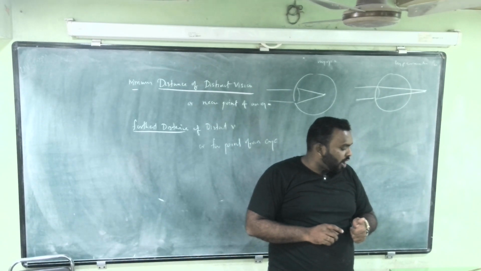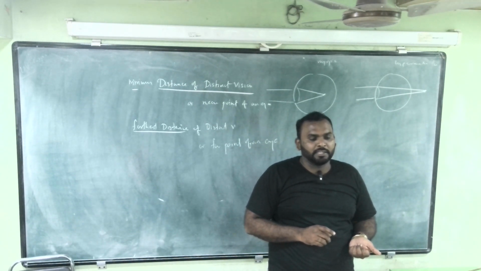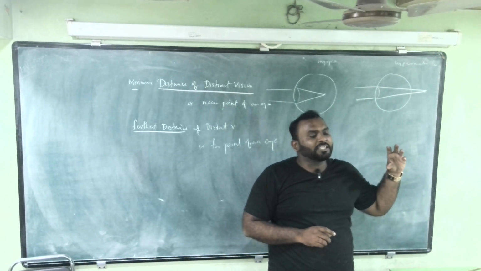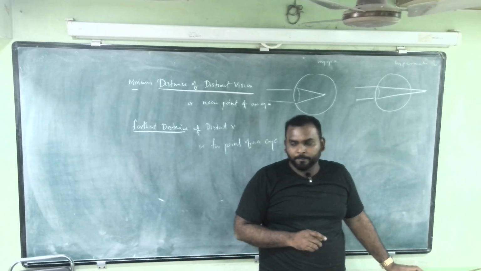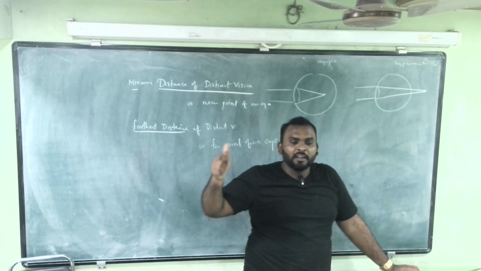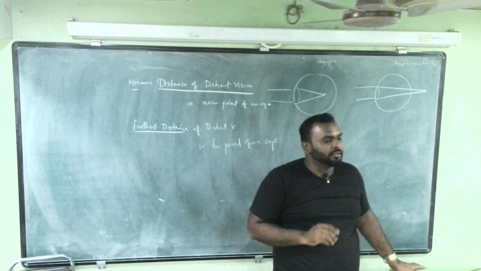The curvature of the cornea of the eye lens decreases. So the converging power also decreases. Because of which the eye lens is not able to converge and the image is formed behind the retina. Understood? Second, here the eyeball elongates. Here the eyeball flattens. Getting?